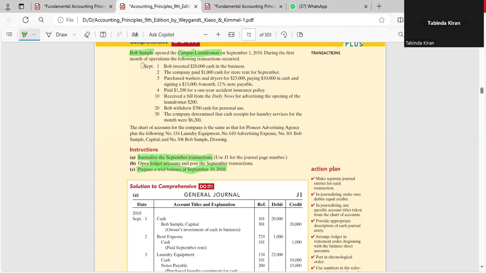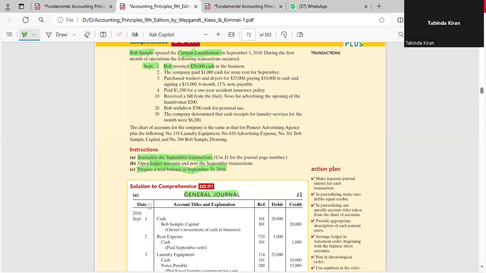First of all, let's read out the very first transaction and we are going to pass the general entries here in this journal. On September 1st, Mr. Bob, the owner of the business, has invested $20,000 cash in the business. It means, first of all, we have to think about the accounts that are going to be affected by this transaction. The first thing is cash, and the second is who is going to invest that cash? That is the owner. So equity and assets. These are both accounts that are going to be affected. So we are going to pass a general entry like this.